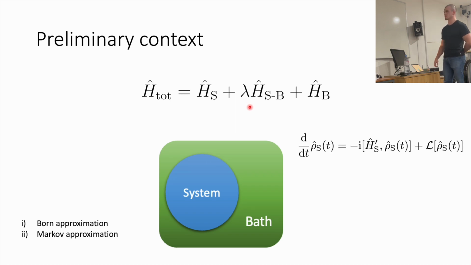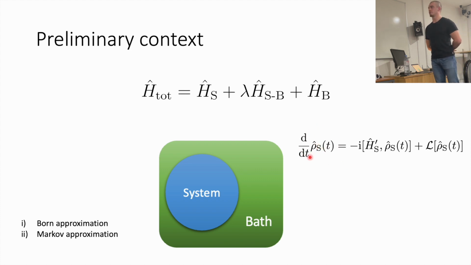And usually in open systems, what we'll do is we'll try and find the equation of motion for the state of the system. And it's going to be made up of two parts. The first part is going to be basically asking, how does the system evolve when it's by itself? And the second part says, well, what does the bath do to the system? And then we have these two contributions, and it tells us how the state of the system evolves in time.